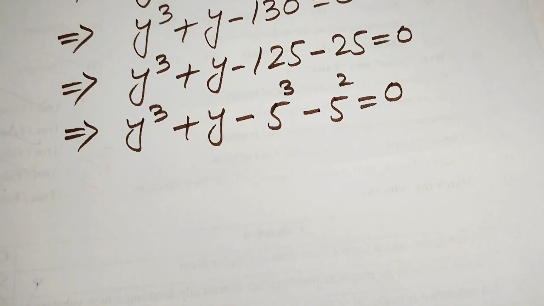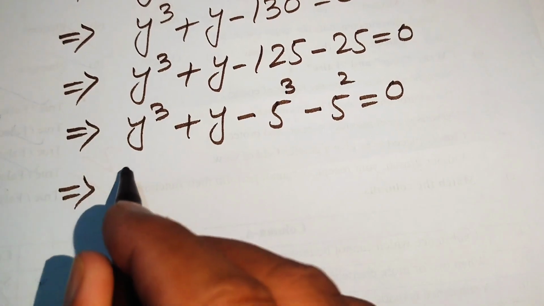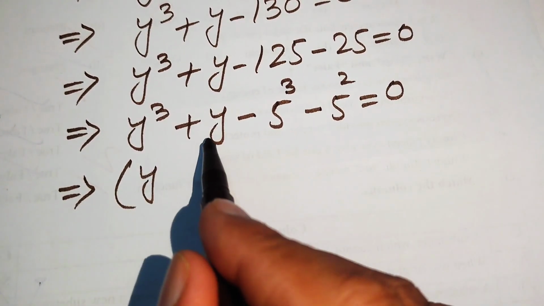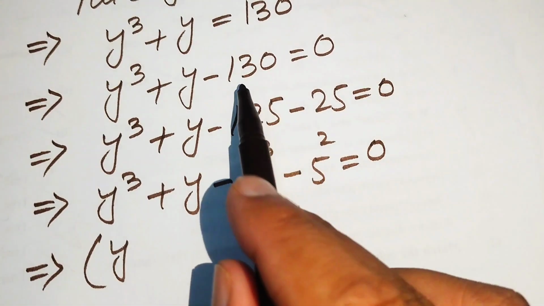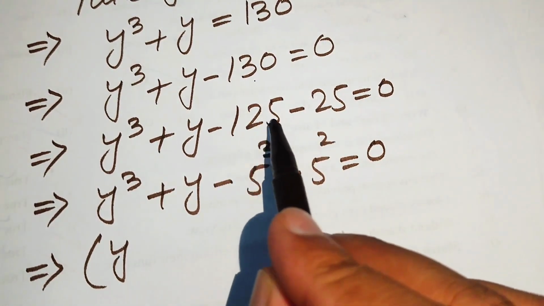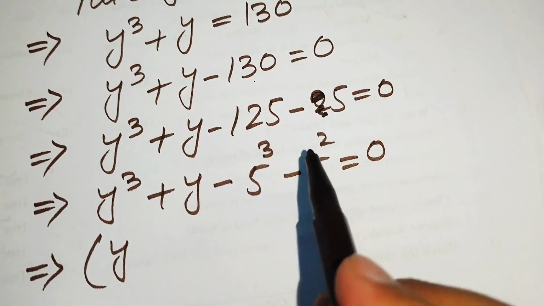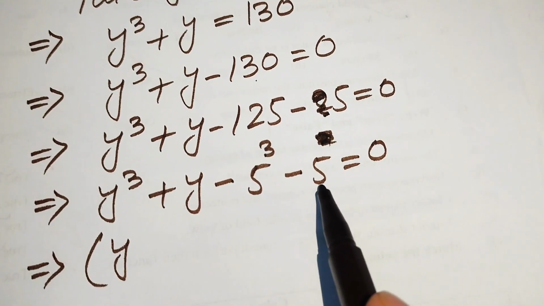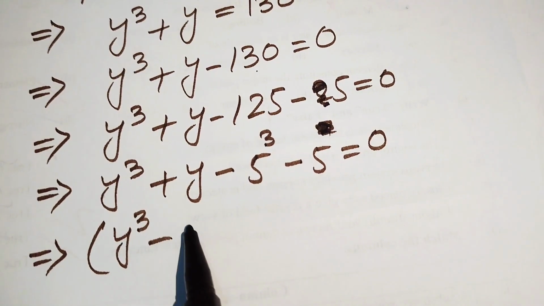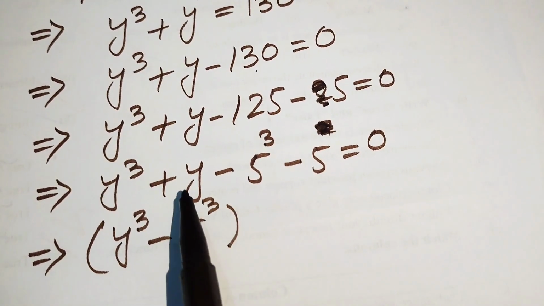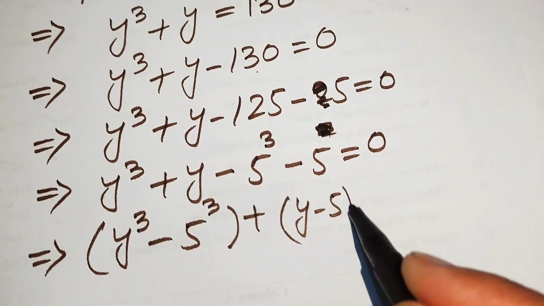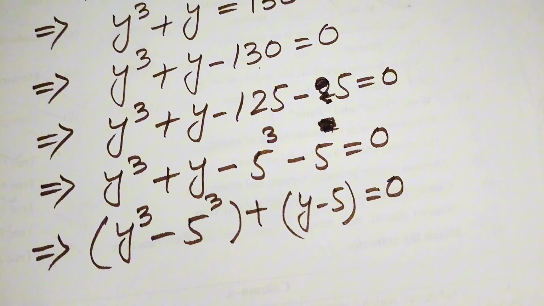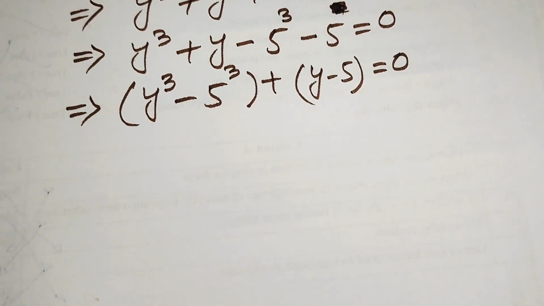In the next step we pair the cubic term with one term and the square term with the other term. Sorry, here we have a mistake. This is 130, so we write it as minus 125 minus 5. It is minus 5 only, so we write y cubed minus 5 cubed, and we combine y with minus 5, written as y minus 5, and this whole equals 0.